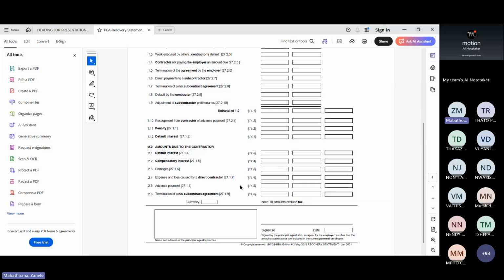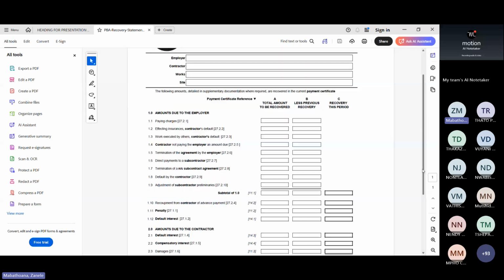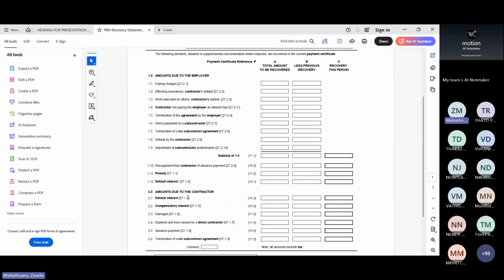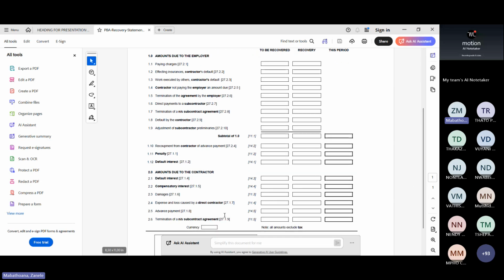They've changed this form, but now it should show where it's an amount due to the contractor. So it's not recoupment, it's such amounts due to the contractor. So you would have it here, 2.5, I missed it. If we're giving him an advance payment of 500,000, we give him the 500,000 and we show that we haven't recovered anything. So we're not recovering anything this period. It's what we are giving him.